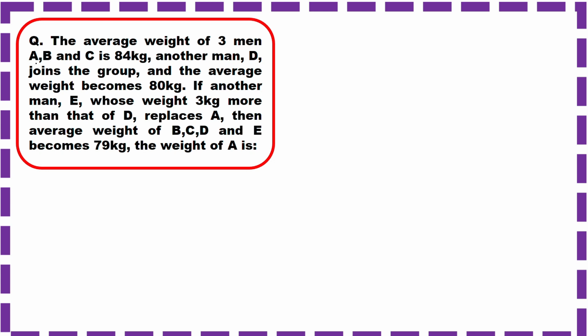Here initially we are given that the average weight of A, B, C, these 3 men, is 84 kilos. Then what is the total weight? 84 into 3, because there are 3 men. That's why we are multiplying the average, which is 84, with 3. So the total weight of A, B and C is 252.